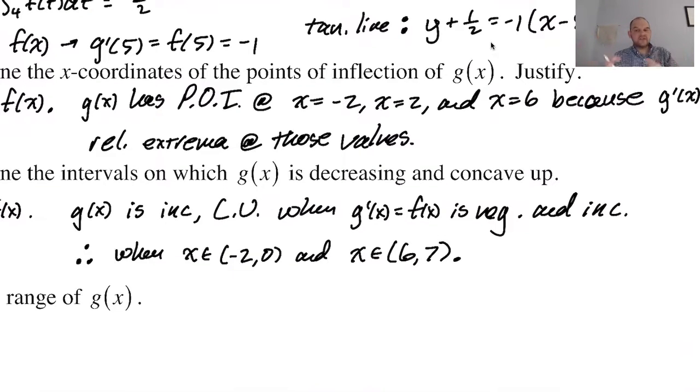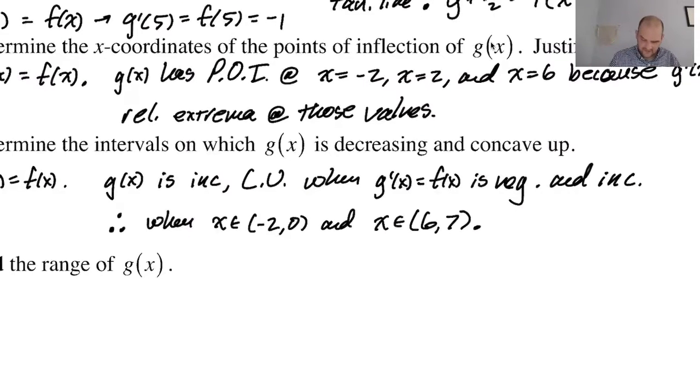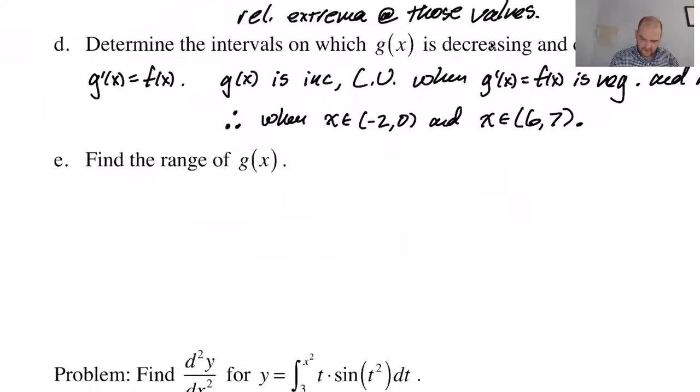So I've given a justification, right? The derivative g prime is negative, which means the function is decreasing. G prime is increasing, which means the second derivative is positive, which means that the function is concave up. So we covered it and we have an explanation. That's what we're looking for. That's awesome. All right, what about range?